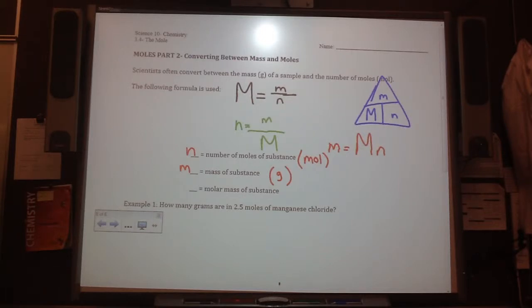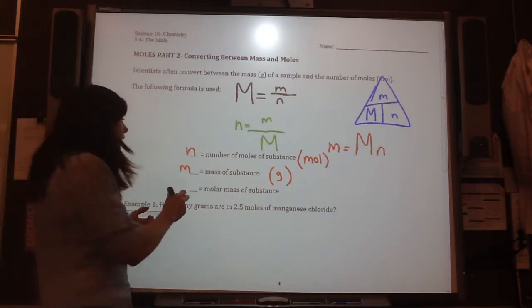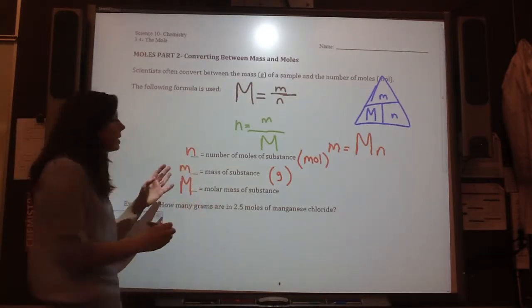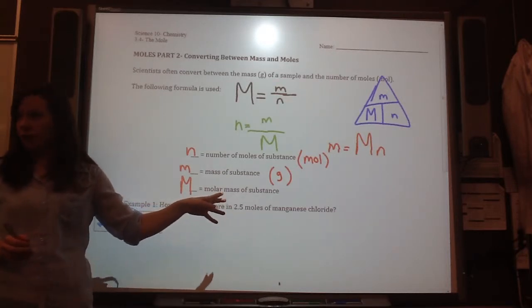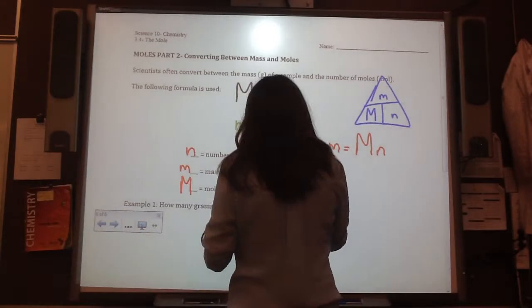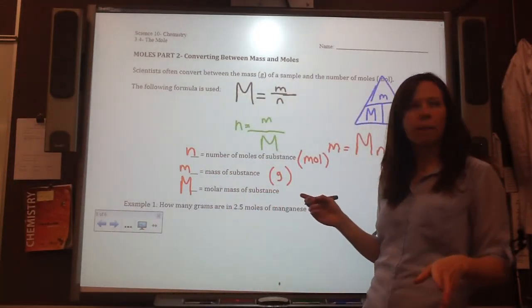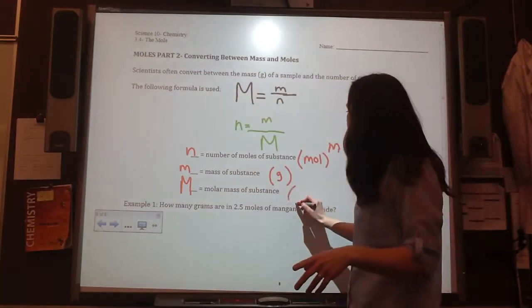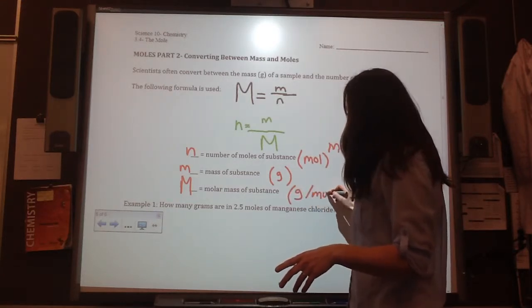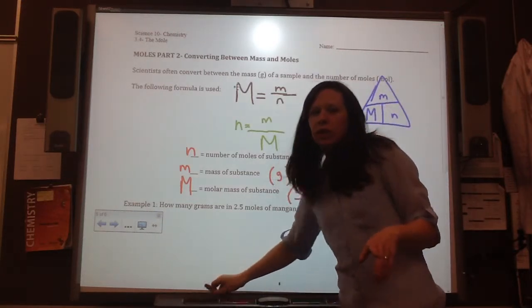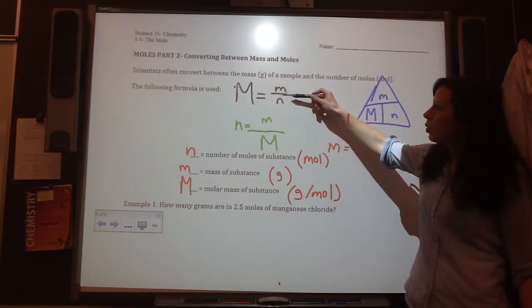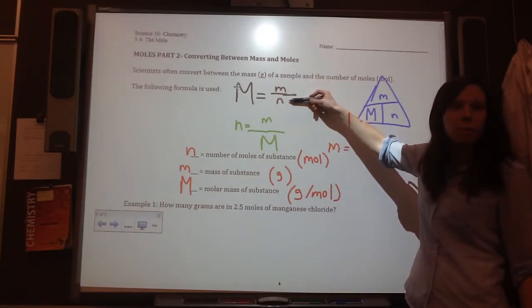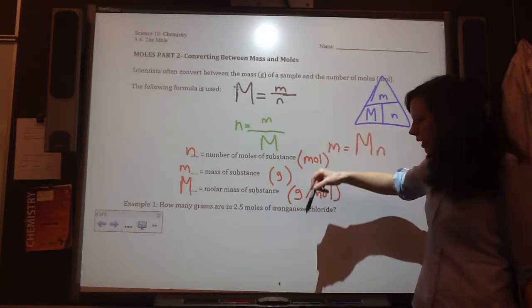And then the last, by process of elimination, as well as the lesson from two days ago, we should know that the big M is the molar mass, because that's what we already did. We've already been calculating the molar mass of stuff. So what are its units? Grams per mole. Now, a little point of interest is, look here, mass is grams and n is moles, so grams per mole. When you look at the fraction, that should make sense.